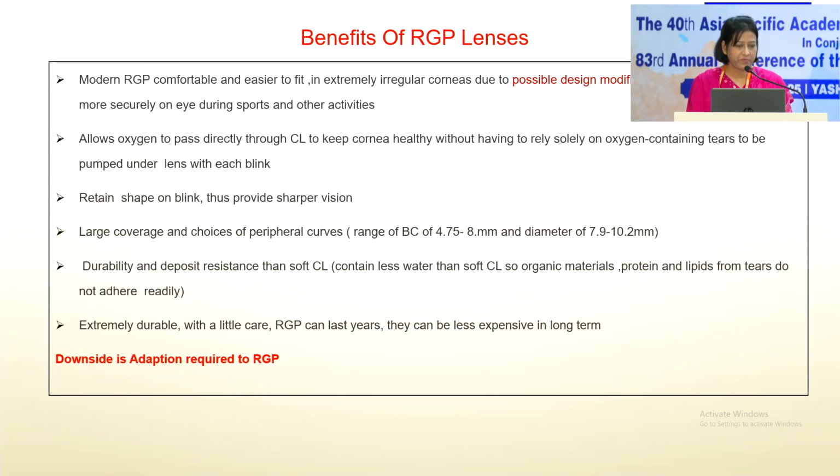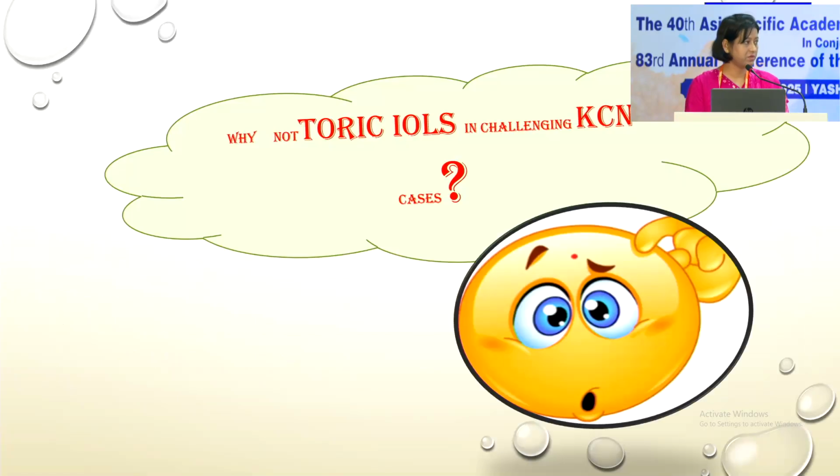The benefit of RGP lenses: modern RGP lenses are very comfortable and easy to fit in extremely irregular corneas due to possible design modification that helps them stay more securely on the eye during sports and other activities. They allow oxygen to pass directly through the contact lens, retain shape even while blinking, have large coverage and choices, durability and deposit resistance, and are extremely durable with little care. RGP can last years and can be less expensive in the long term. The only downside is the adaptation required to RGP in some cases, especially in patients who were not using RGP before surgery. Why not toric IOL in challenging keratoconus cases?